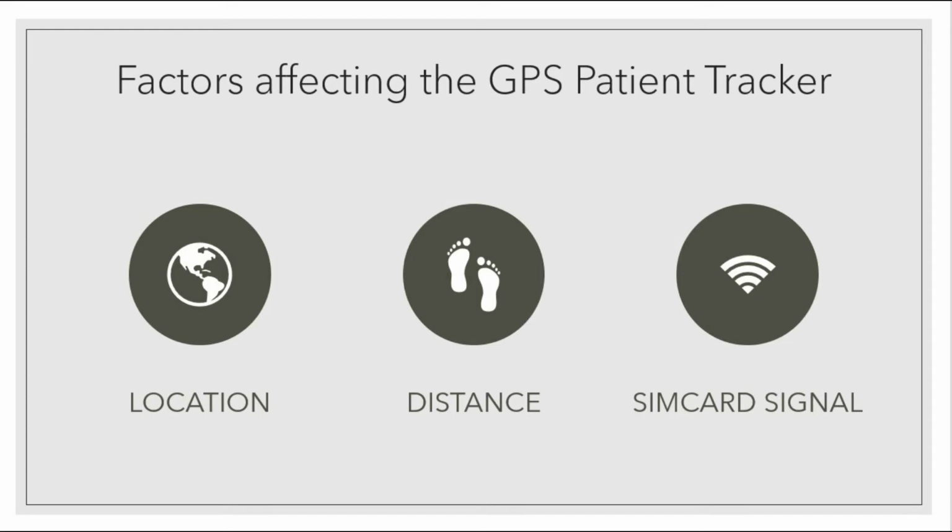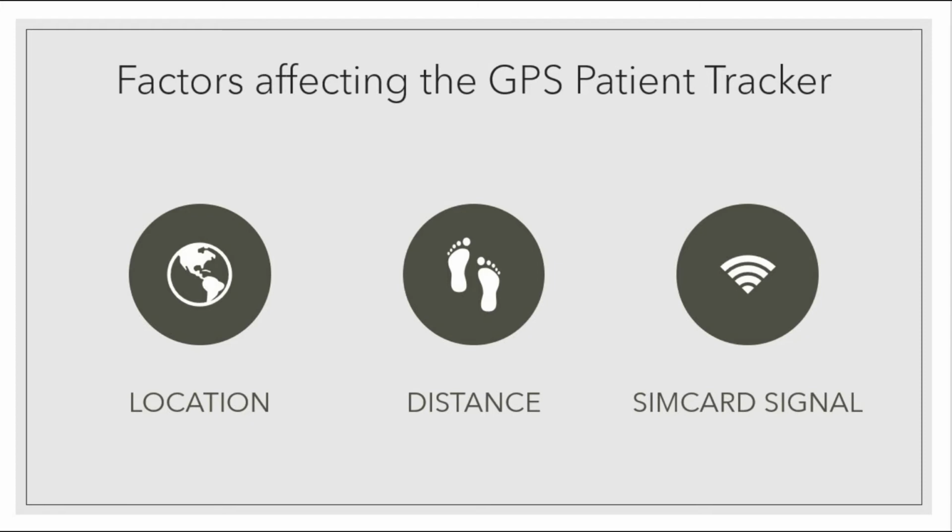That means the device can only be used outside, not inside a house or inside a building, because it will not be effective and no results can be obtained. Second, distance. The distance between the GPS tracker and the caregiver cannot exceed a 500-meter radius. This is because the signal from the GSM of the device and the phone used by the caregiver can't be reached.